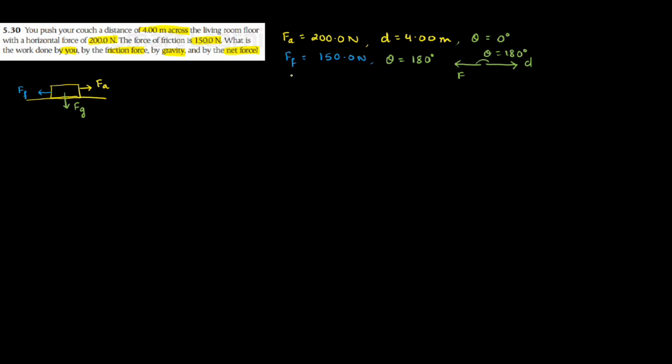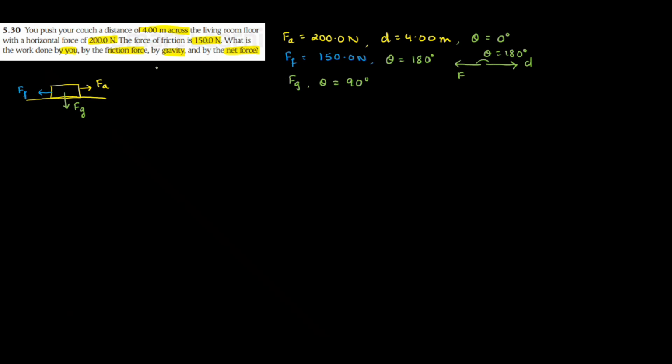Gravity acts perpendicular to the direction of motion because gravity is acting vertically downward and my displacement is along the right here in the figure. So I will write theta for force due to gravity is 90.